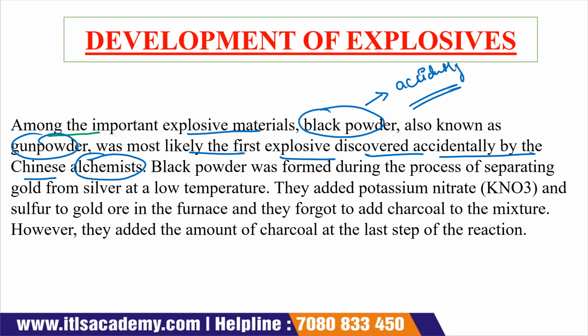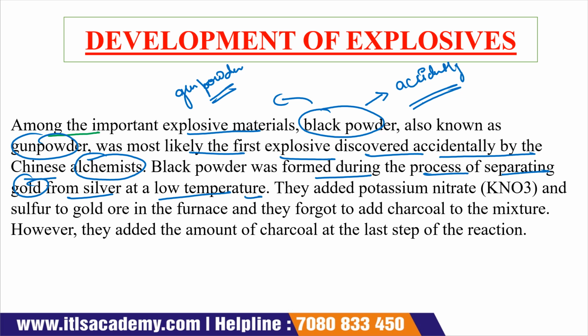Accidentally. This is black powder, and this black powder is known as gunpowder. Black-colored powder is known as gunpowder, and it was discovered by Chinese alchemists. Black powder was formed during the process of separating gold from silver at low temperature.